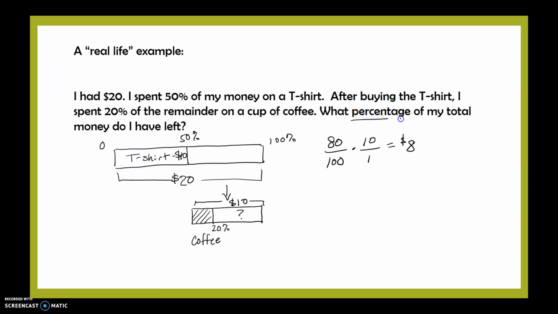We want to find out what percentage of the total I have left. So let's set that up as 8 over 20, and now let's use method 1, times 5 over 5, to convert that to a percentage. So we've got 8 times 5 is 40, 20 times 5 is 100. That means I have 40% of my original $20 left. All right, let's try another one.